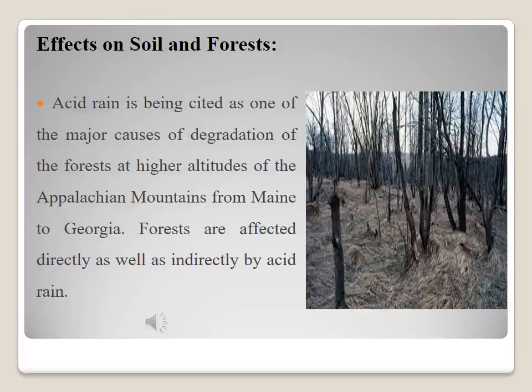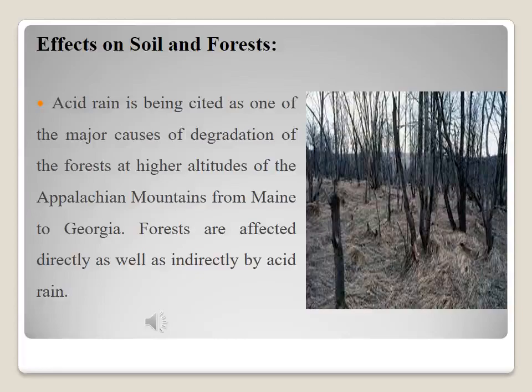Forests are affected directly as well as indirectly by acid rain. High altitude forests are especially vulnerable as they are often surrounded by clouds and fog, which are more acidic than rain. Other plants can also be damaged by the acid rain, but the effect on food crops is minimized by the application of lime and fertilizers to replace lost nutrients.